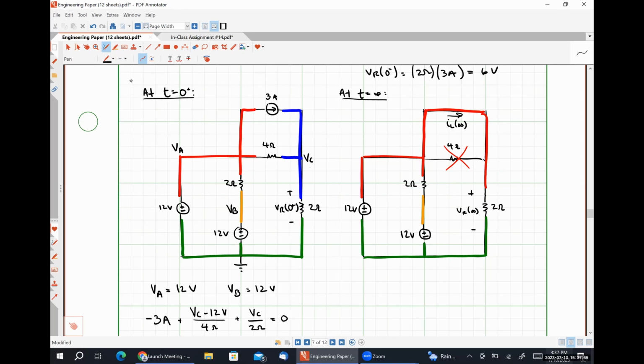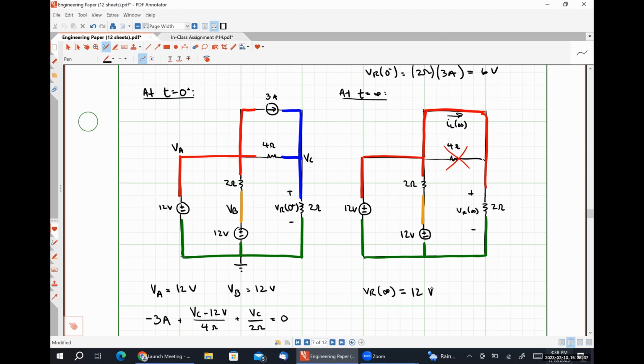Can you say it one more time? The 12-volt source is connected between the red node on top and the green node on bottom. The 2 ohm resistor to the right is connected between the red node on top and the green node on bottom. What does that mean? Gotta be 12 volts. Yep, that means that those two things are in parallel. So VR at infinity must be 12 volts, just by looking at it. But once again, it requires you to look at it correctly.